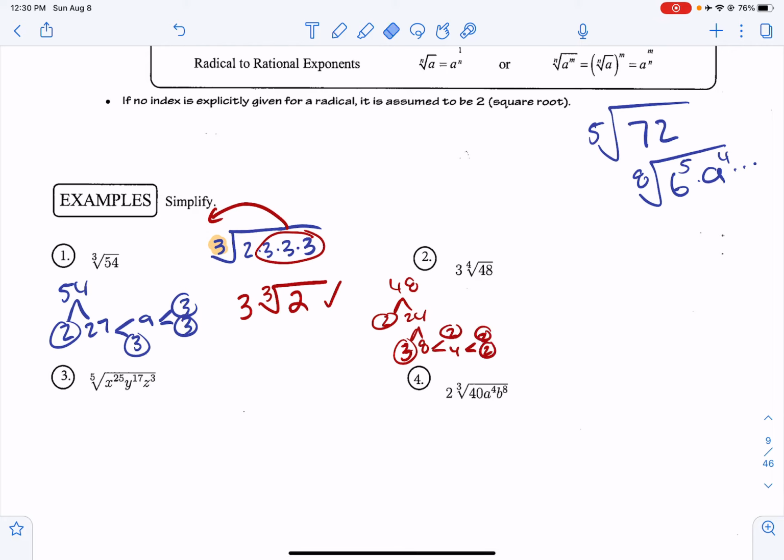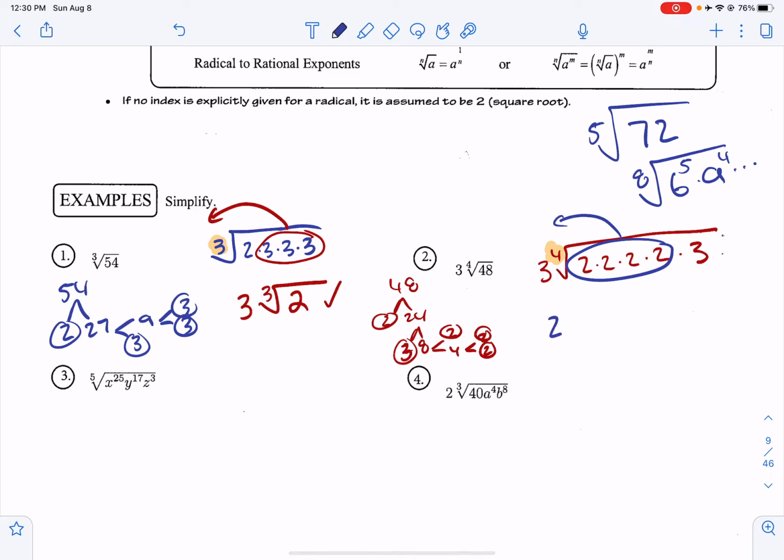So when I rewrite this, I get 3 4th roots of, I've got 4 2s, 1, 2, 3, 4, and a 3. And I'm looking for groups of 4. This tells me I'm looking for groups of 4. So I've got 4 2s right here. Those are going to pull out, and they're going to turn into one 2. So I get a 2 out there, but I already have this 3. Don't forget that that 3's out there. And then I've got the 4th root, and I'm left over with a 3 inside is all. So my answer becomes 6 4th roots of 3.